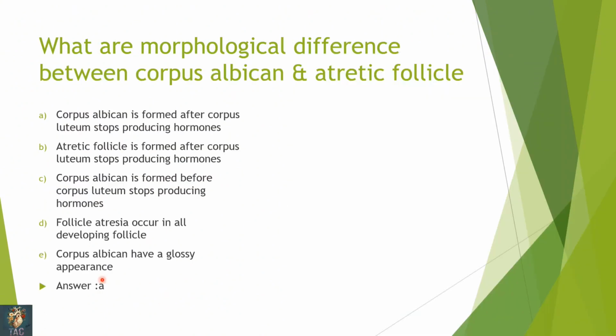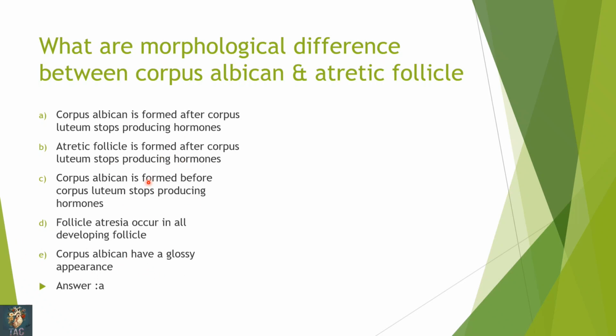The next MCQ: what are the morphological differences between corpus albicans and atretic follicles? The corpus albicans is formed after the corpus luteum stops producing hormone. The atretic follicle is formed after the corpus luteum stops producing hormone. The corpus albicans is formed before the corpus luteum stops producing hormone. Follicular atresia occurs in all developing follicles. The corpus albicans has a glassy appearance.